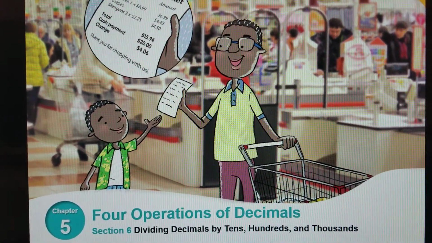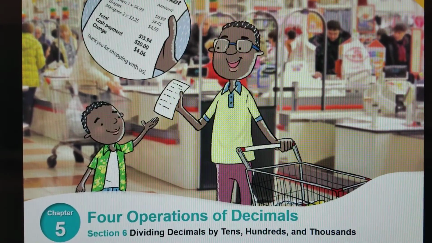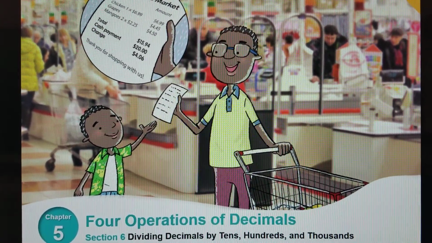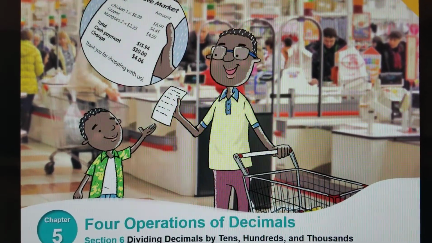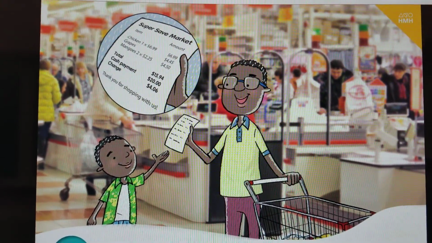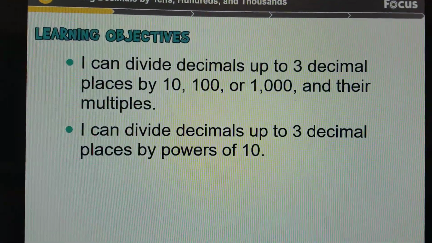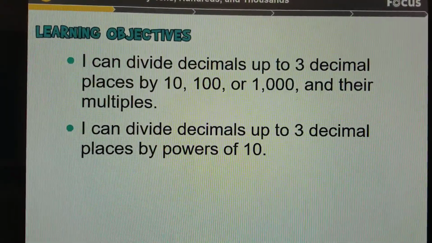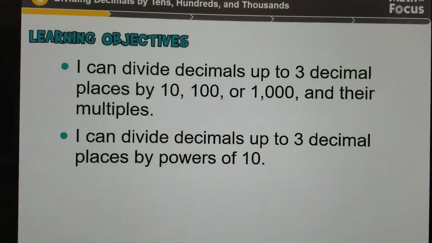This is section 6, dividing decimals by tens, hundreds, and thousands. Two lessons ago we learned to multiply by 10, 100, and 1,000. Then we learned how to divide decimals, but now we're learning to divide decimals by tens, hundreds, and thousands. I can divide decimals up to 3 decimal places by 10, 100, or 1,000. I can divide decimals up to 3 decimal places by powers of 10.